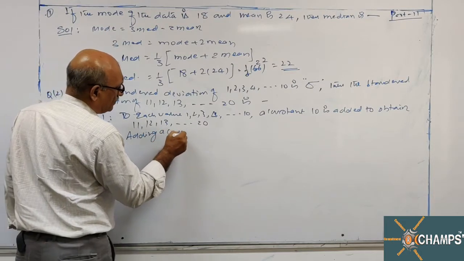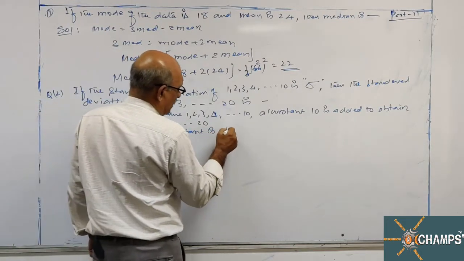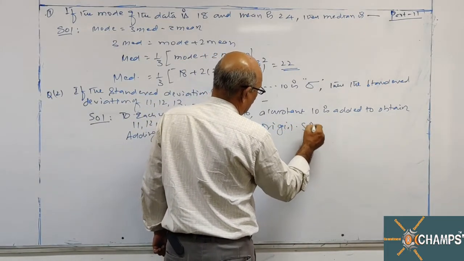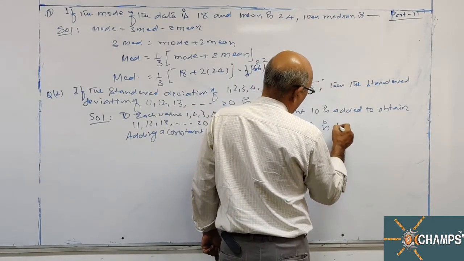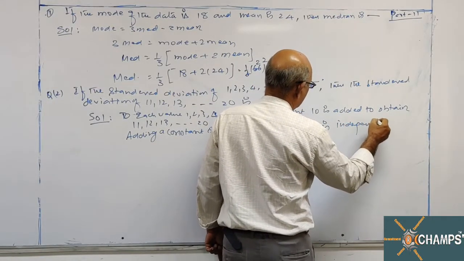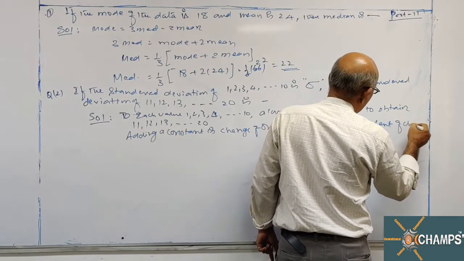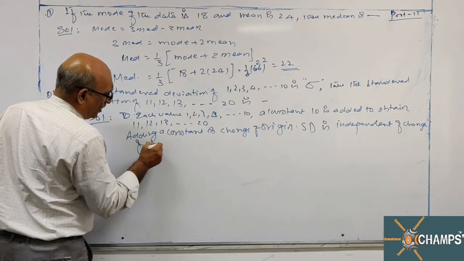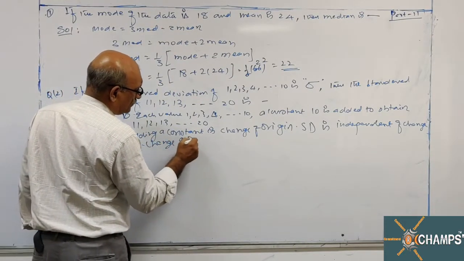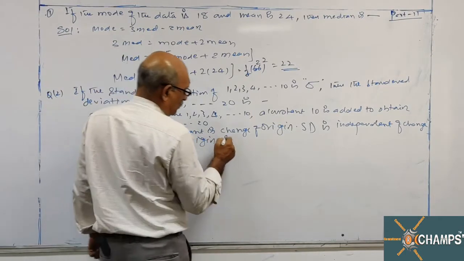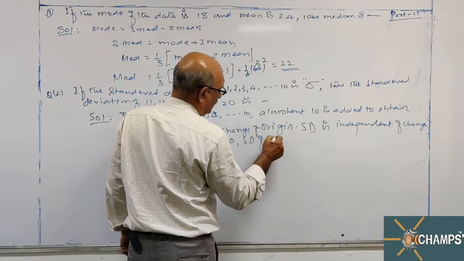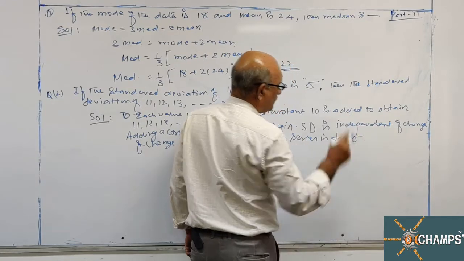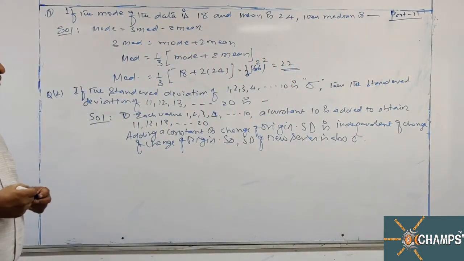Adding a constant is change of origin. Standard deviation is independent of change of origin. So standard deviation of new series is also sigma.